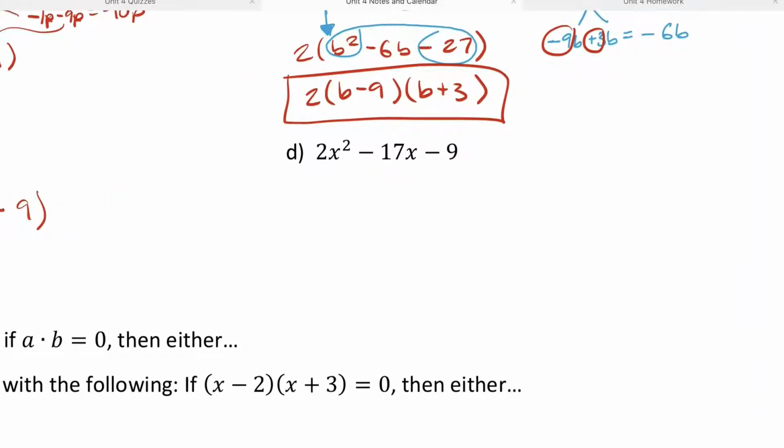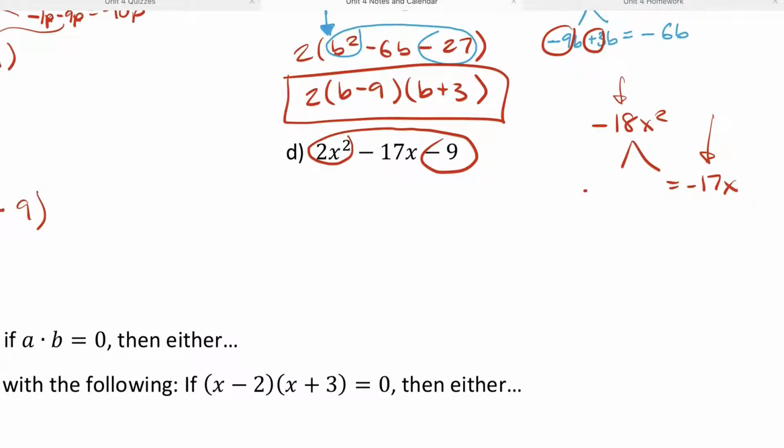And then D, here we can't take out a greatest common factor, so we just have to go straight into glasses. That gives us negative 18x squared, and they add up to give us negative 17x. Since this is negative, we know that this is the difference between those two numbers. The only thing that's going to make that work would be 1 and 18. So we'd need negative 18x and a positive 1x.